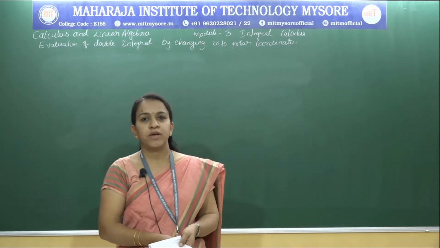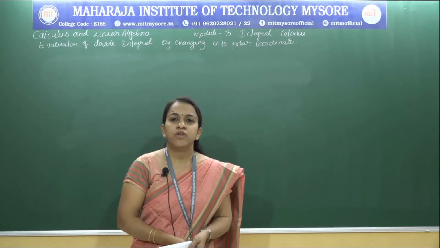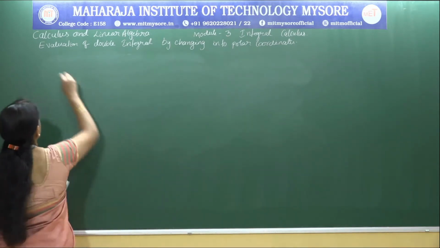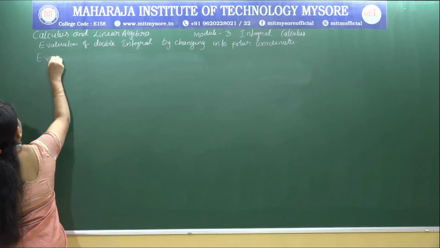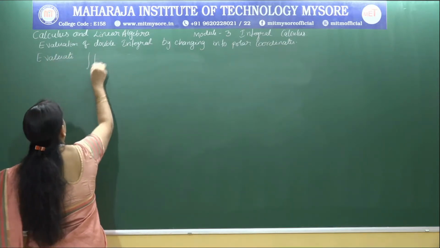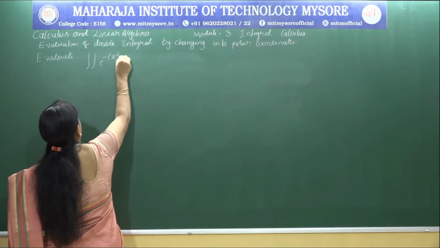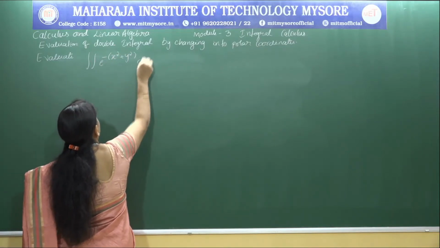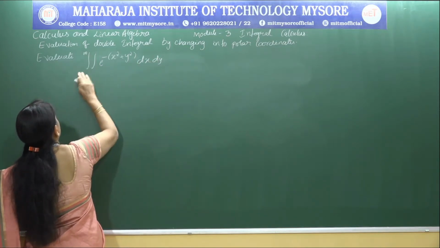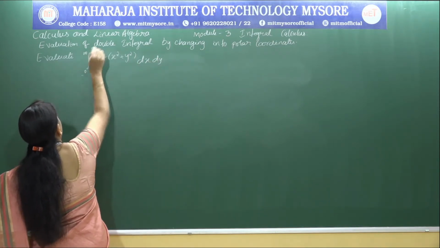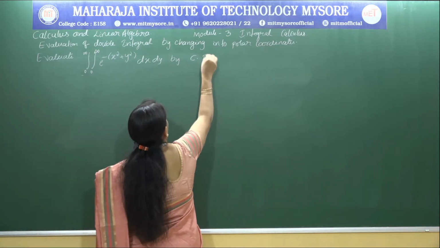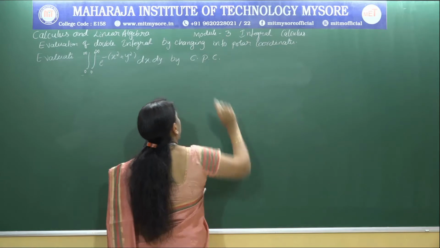Now, let us solve a problem on double integrals by changing into polar coordinates. Of course, they specify evaluate by changing into polar coordinates. So, first problem, evaluate the double integral e power minus of x square plus y square dx dy, where the limits are 0 to infinity and 0 to infinity, by changing into polar coordinates.